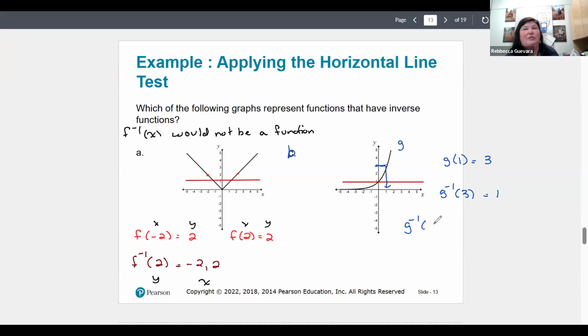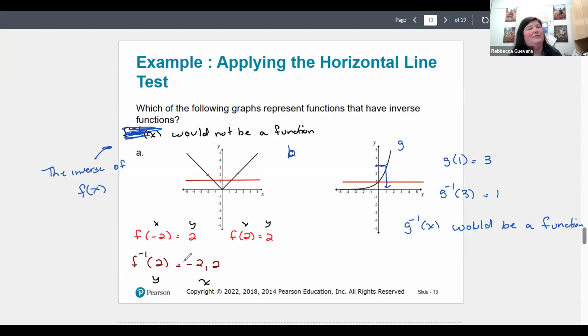So g inverse would be a function. And I need to make a little change here. We'd say the inverse of f of x would not be a function. The inverse of g of x would be a function here that we can call f prime.